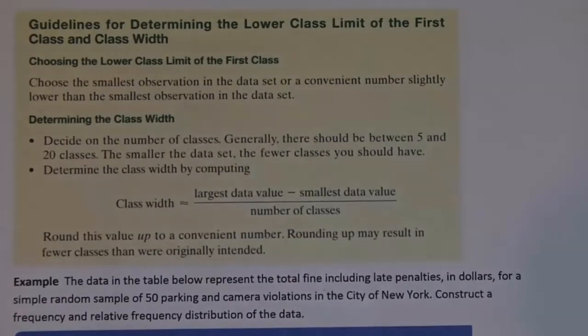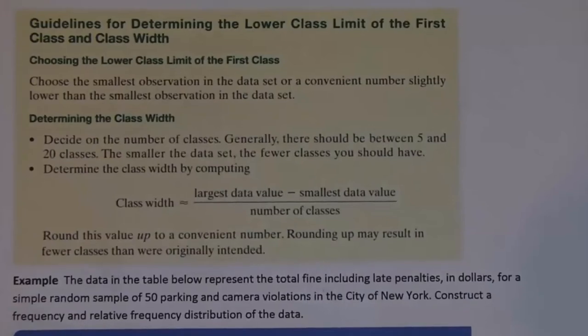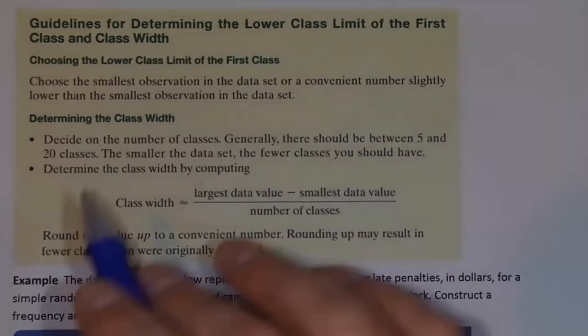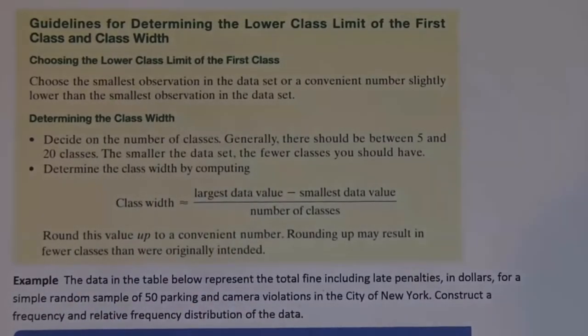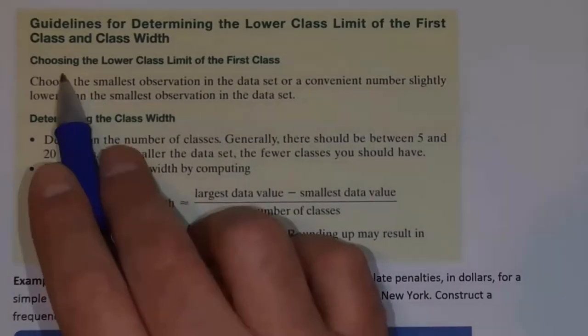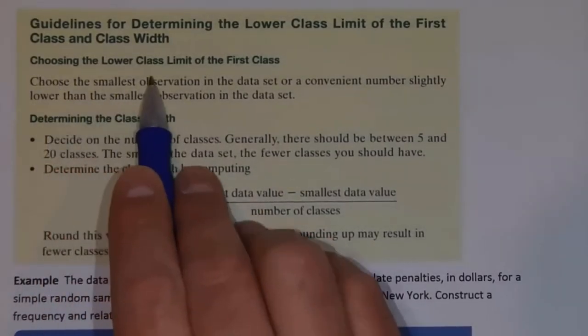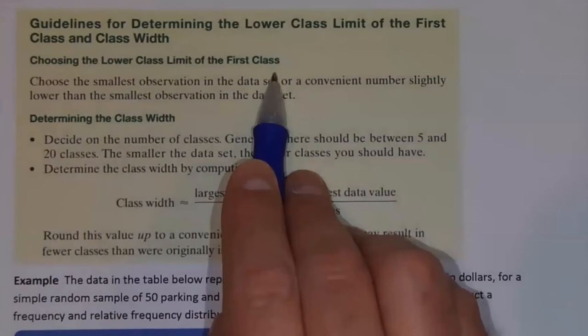One thing that you're going to find in statistics is that often there's not hard and fast rules where you always have to do it this way. There are guidelines as to how we can do things, but they're not always hard and fast rules. Now, there are some hard and fast rules, but oftentimes we have guidelines. So what that means is you could do this a little bit differently than what we're saying here, and it would be acceptable. Anyway, how should we choose the lower class limit of the first class?